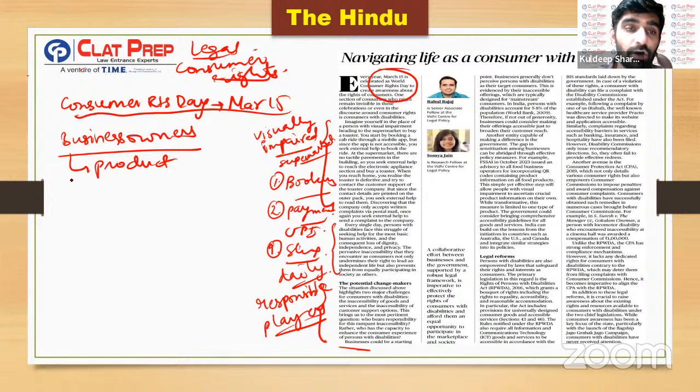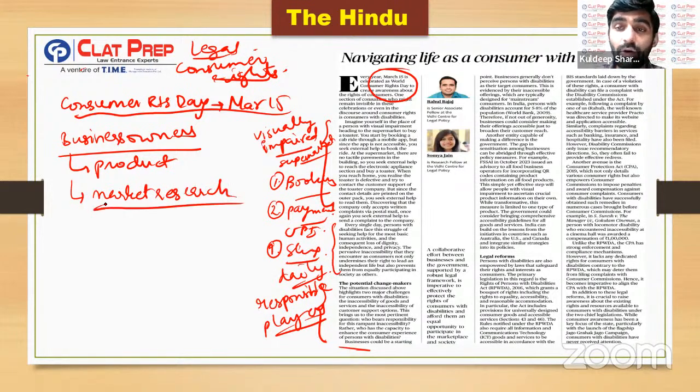Moreover, apart from it, what else business owners can do is that they can do market research. The next thing he's saying is that you can do market research to exactly find out what the requirements of a disabled person are. Next, apart from business owners, he is also arguing that government is another important player.